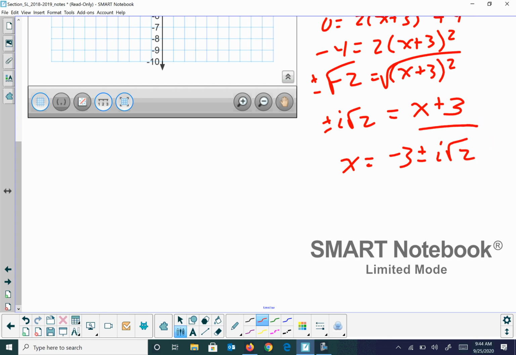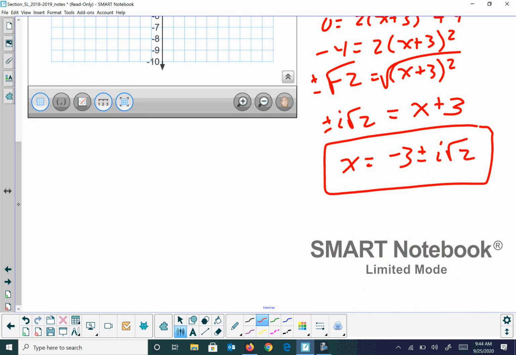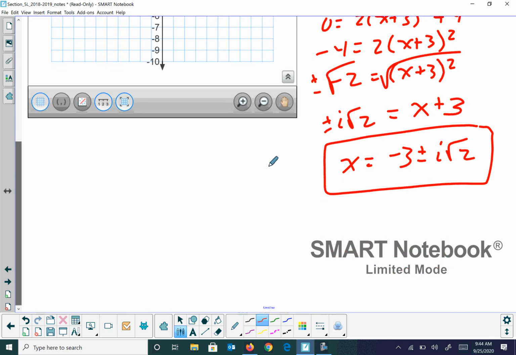Okay, this solution exists, but it exists in the imaginary number system, or the complex number system, okay? It does not cross the x-axis. So that's kind of a key to realize. When it doesn't cross the x-axis, we do have solutions, but they don't cross the x-axis because they're imaginary.